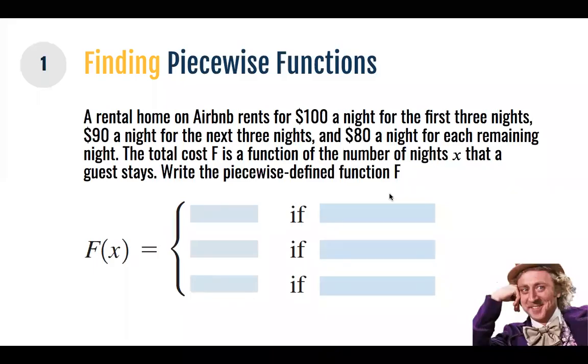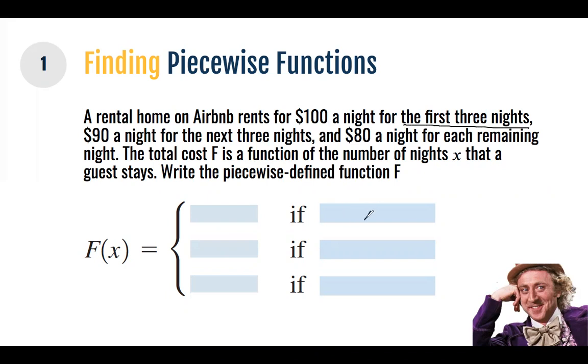When you're trying to write or find the piecewise function based on a given word problem, you have to be really sharp and look at the conditions that are given in the text. On this one, we had several conditions. The first one is that the rent on this Airbnb is $100 a night for the first 3 nights. So that's our first condition. The first 3 nights are $100.